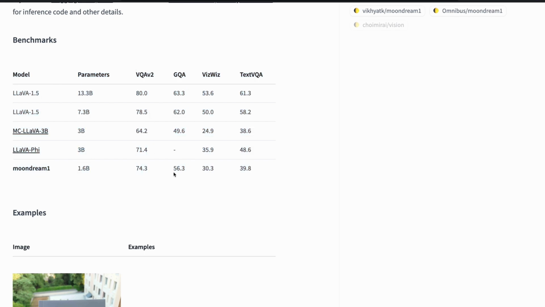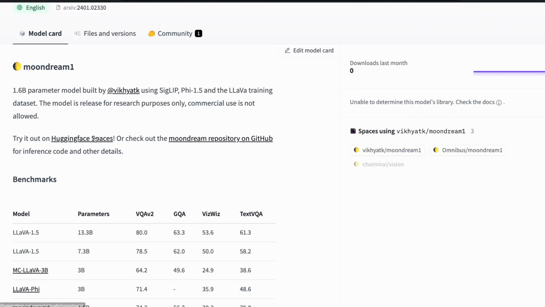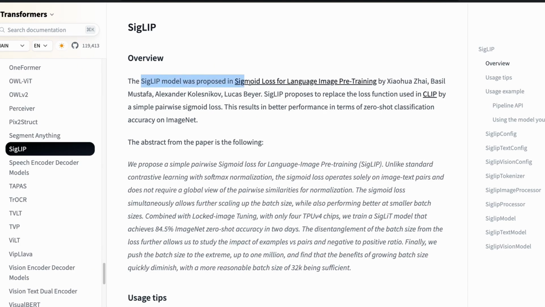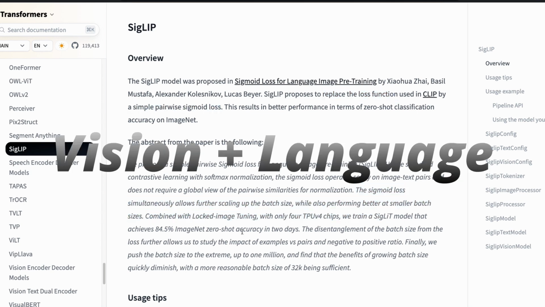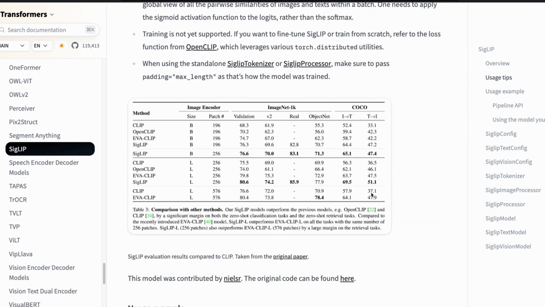And I'm excited about what this might bring in terms of vision language models. Even though this is not a very high level multimodal model, I think still having a vision plus language model would give us really good insight into what might happen in the future.